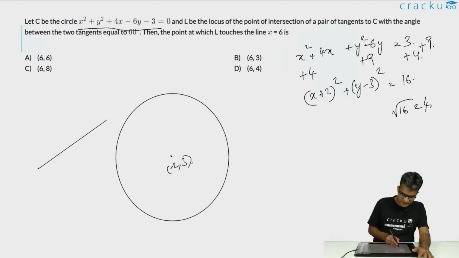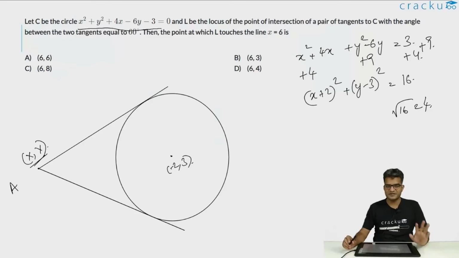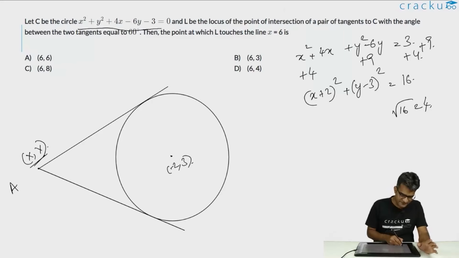Now to be honest, right now we don't know whether this will be a circle, whether this will be another curve, or a straight line. Or whether this will be a single point, that also we don't know. We just know that locus means the equation that this point x comma y has to satisfy. Now the information we know is that this angle is 60 degrees.